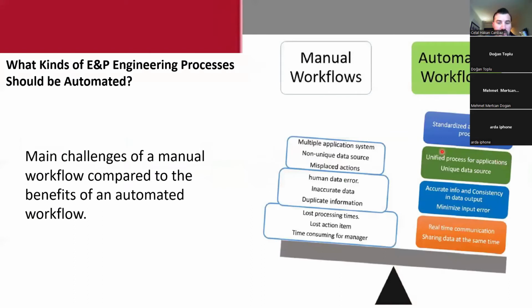So what type of exploration and production engineering processes should be automated? The main challenge of a manual workflow compared to the benefits of an automated workflow can be seen here, one by one. Workflow automation should focus on any task that can be done much more efficiently by computers than by people. For example, computing oil losses and gains for a field with 100 wells or more could require a person to enter values manually into a spreadsheet or database calculator.